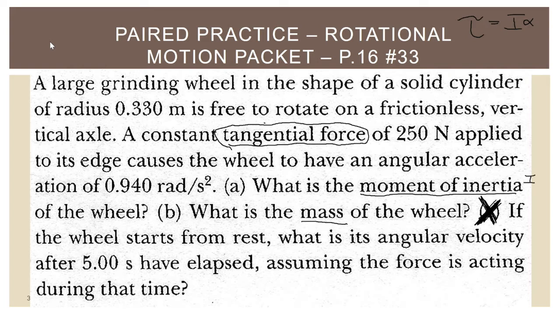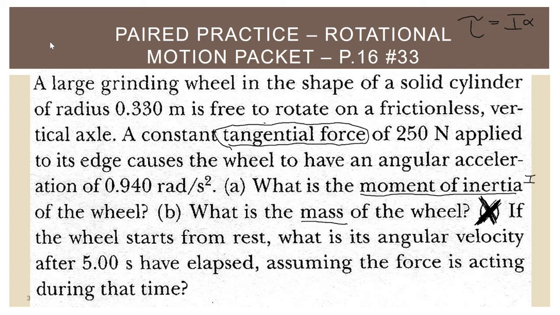If you remember, this question says, a large grinding wheel in the shape of a solid cylinder of radius 0.330 meters is free to rotate on a frictionless vertical axle. A constant tangential force of 250 newtons applied to its edge causes the wheel to have an angular acceleration of 0.940 radians per second squared. The question here is asking you, what is the moment of inertia of the wheel, in part A, and then in part B, what is the mass of the wheel?